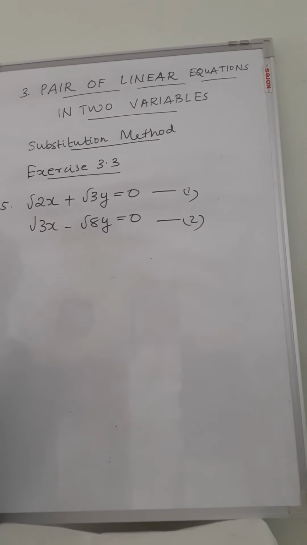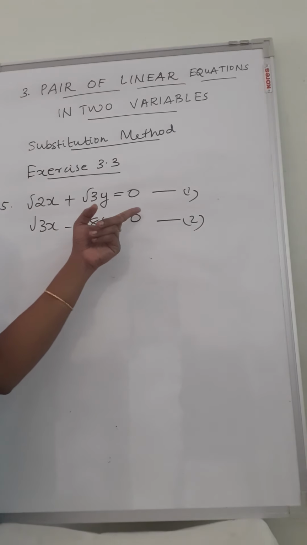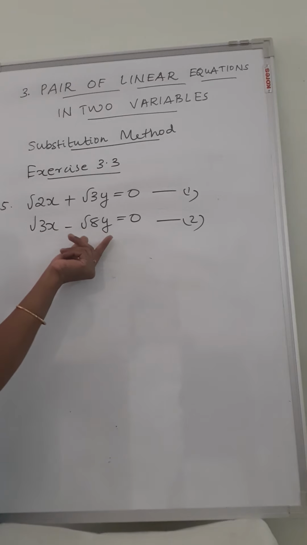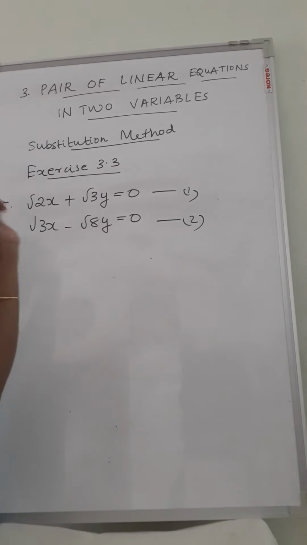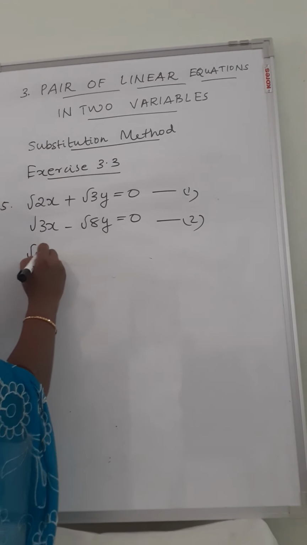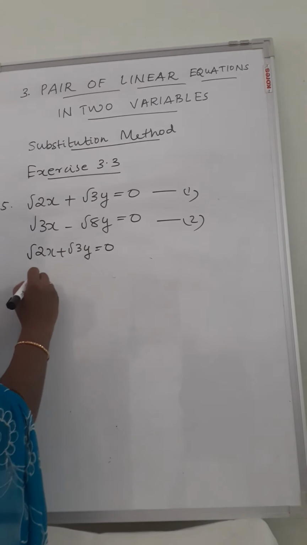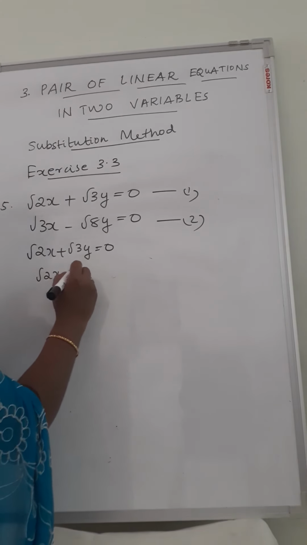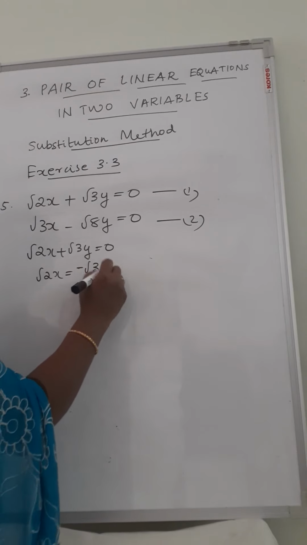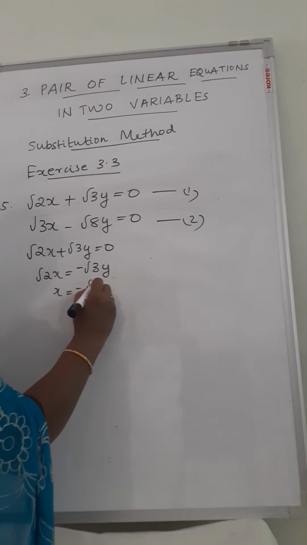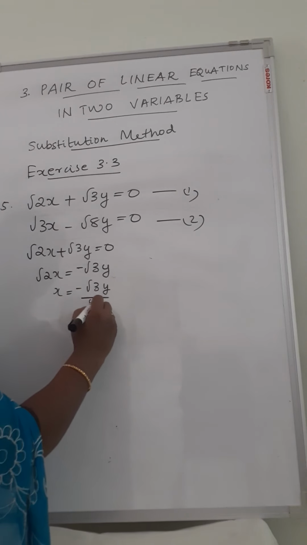Then fifth question, root 2x plus root 3y is equal to 0, first equation, and second equation is root 3x minus root 8y is equal to 0. Okay, taking the value of x from the first equation, that is root 2x plus root 3y is equal to 0. Then root 2x is equal to minus root 3y. Root 3y right side, minus root 3y. Then x is equal to minus root 3y by root 2.